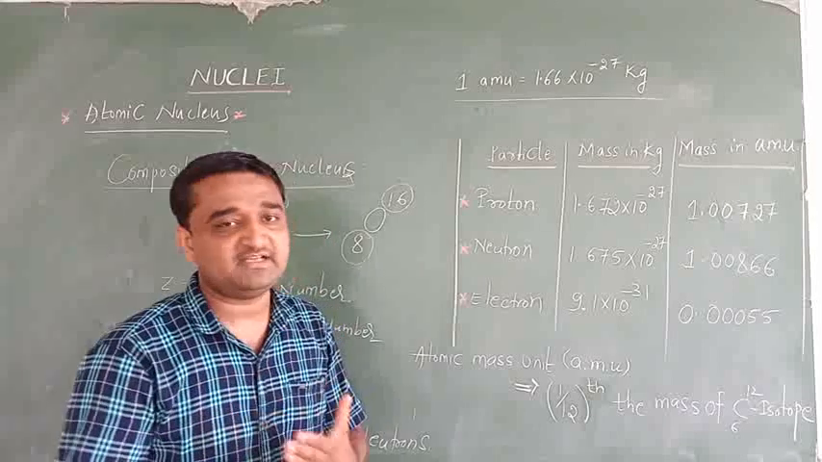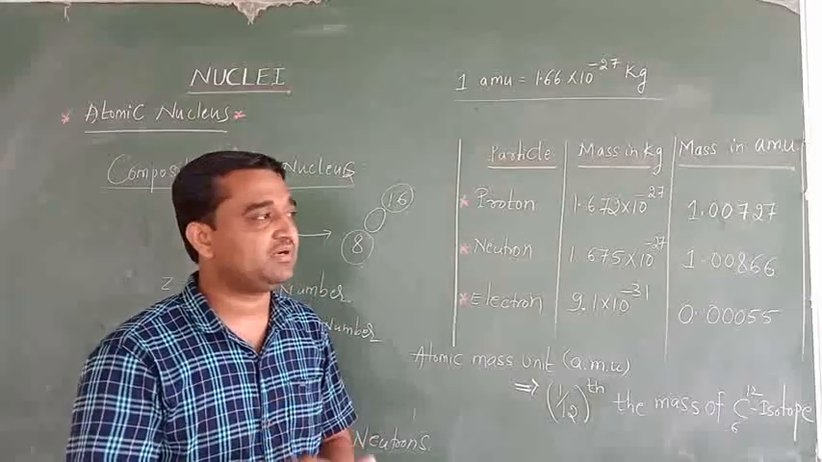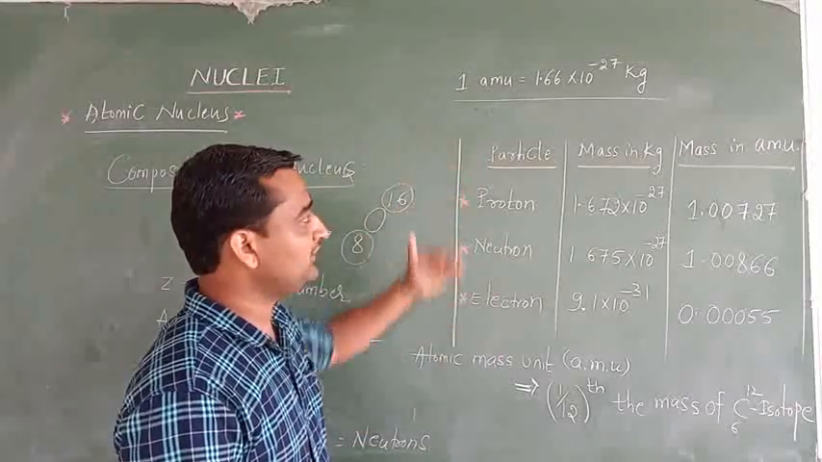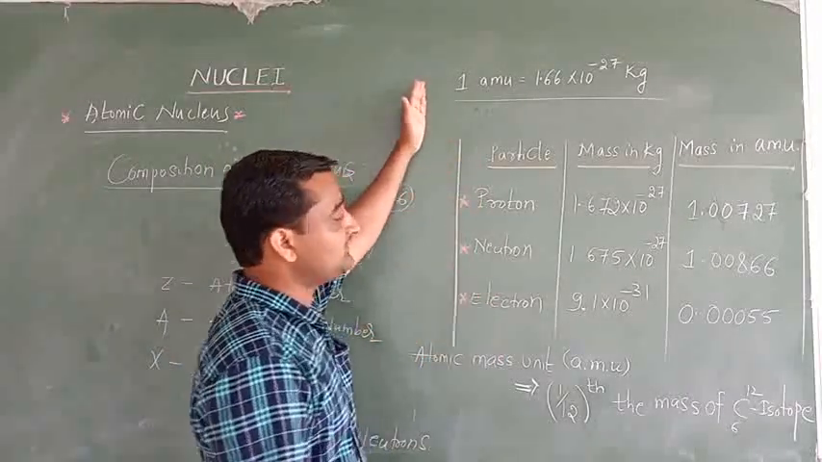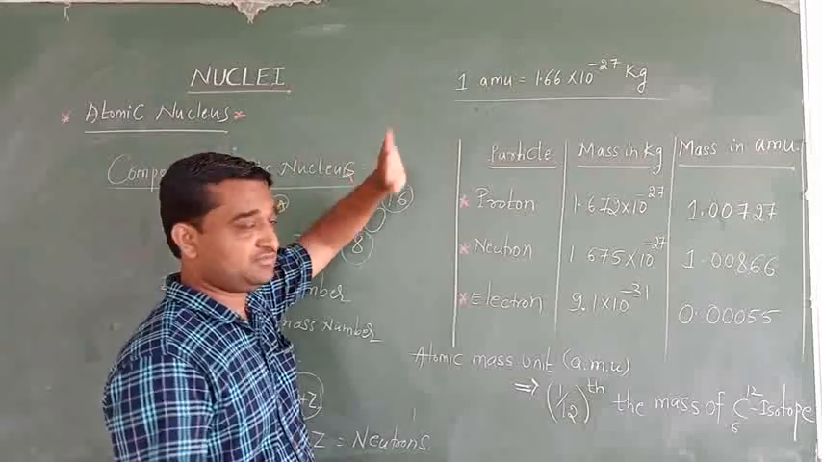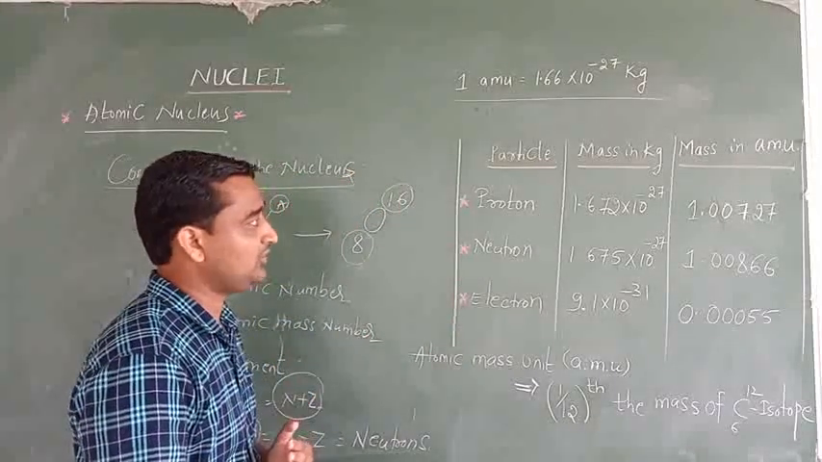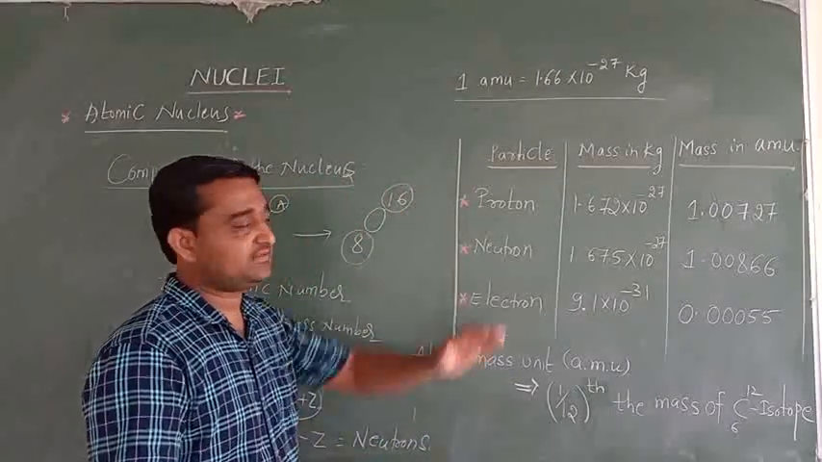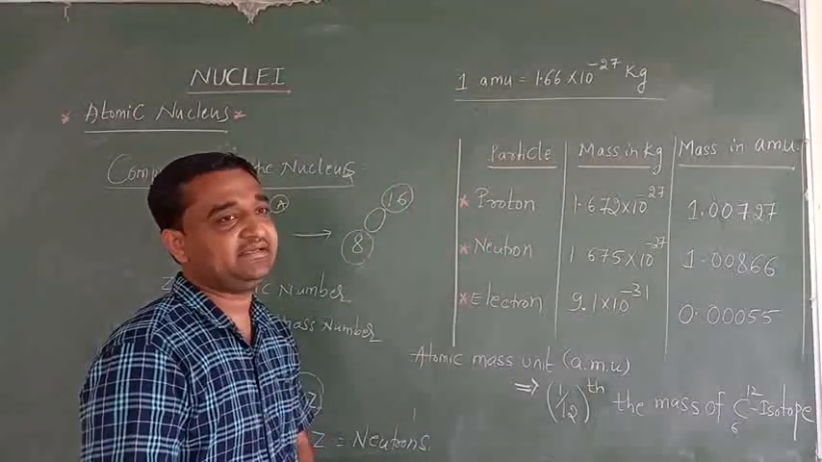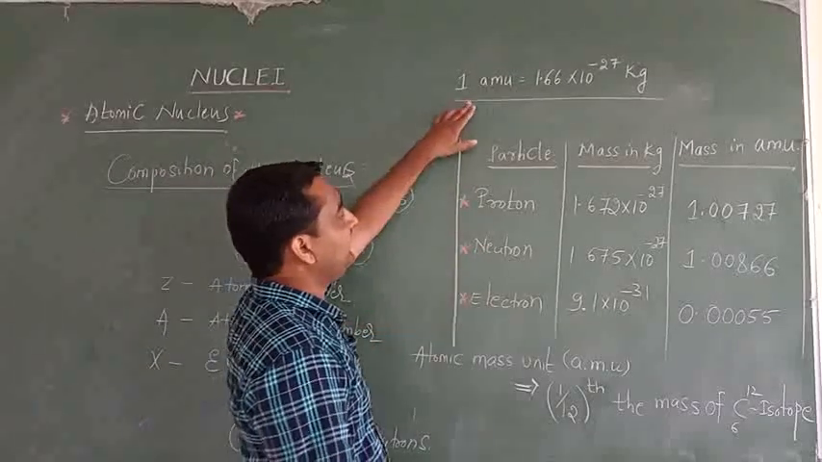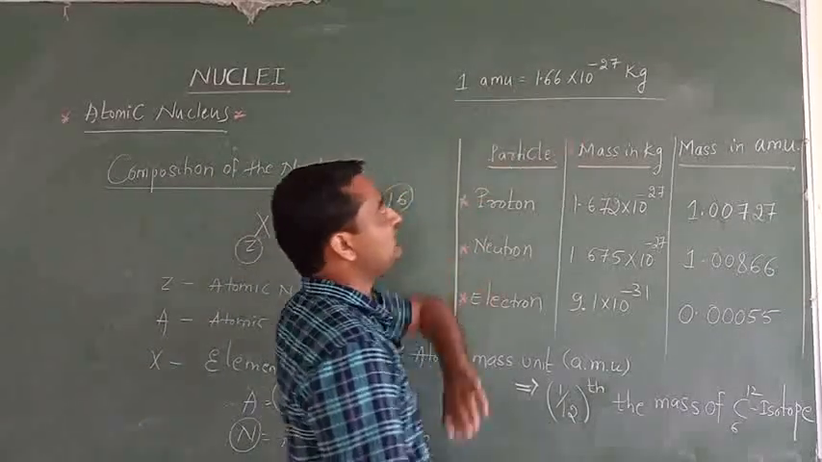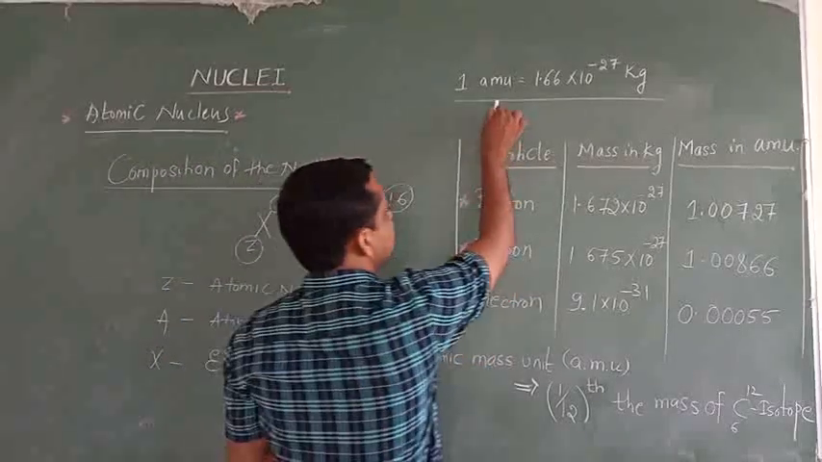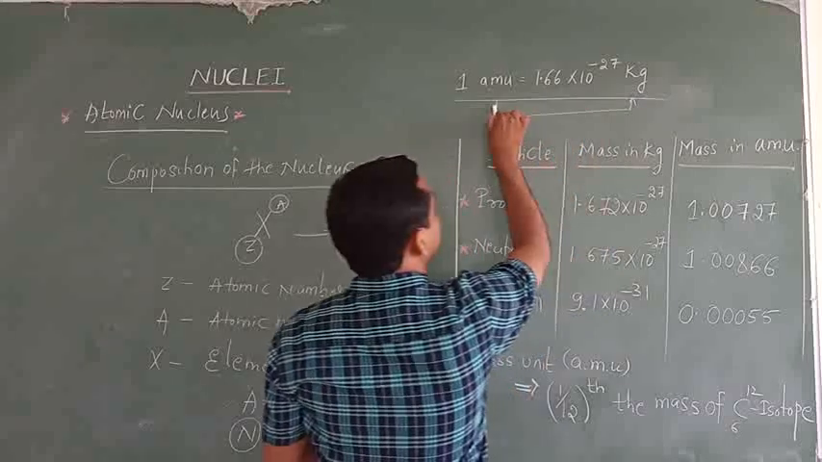Now we are going to define what are isotopes, what are isobars, and what are isotones, related to the properties of the nucleus. Before going to that, let us see the conversion of the masses. That is, the mass of the proton, how we represent it in terms of AMU and in terms of kg. 1 AMU is equal to 1.66 into 10 to the power minus 27 kg. So this is the relation between AMU and kg.